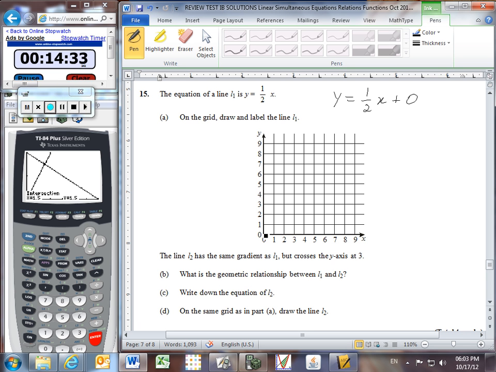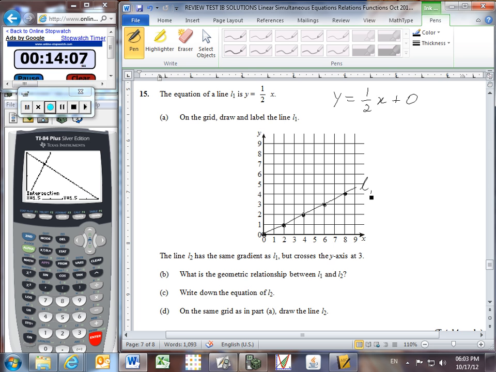And so we know that we're going through 0, and we know that every time that we rise by 1, we will run forward by 2. So rise by 1, run by 2. Rise by 1, run by 2. And we'll end up drawing a line that goes through these points. It would be better if I used a ruler, and they want us to label it L1.